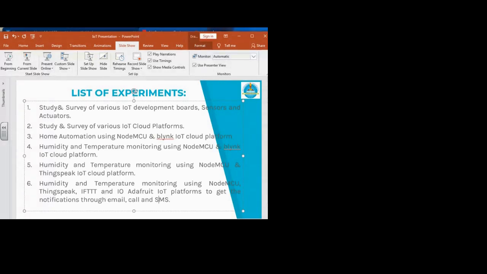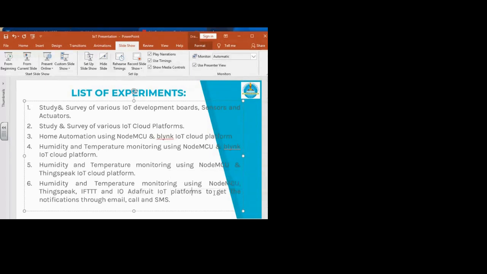Now, IFTTT stands for "if this then that". If any input condition is satisfied, it will perform a specific task, just like your if-else statement in C programming. If this happens, then it will execute this statement. If this is wrong, then it will not be executed. In this way, you can have the IFTTT cloud platform and the Adafruit IO cloud platform.